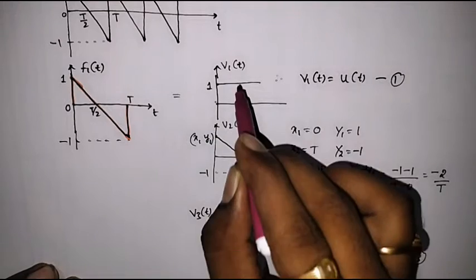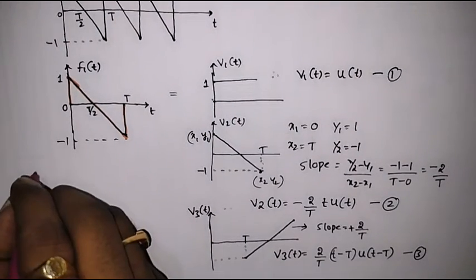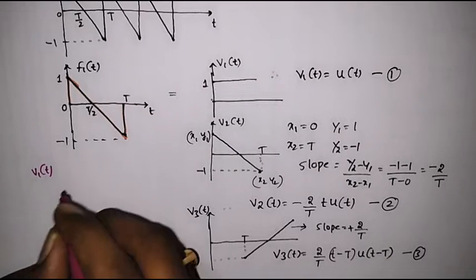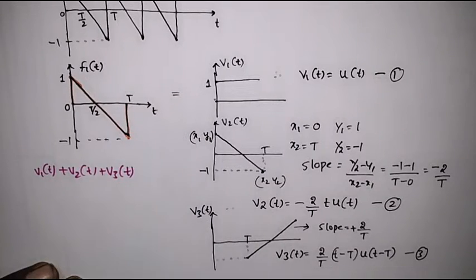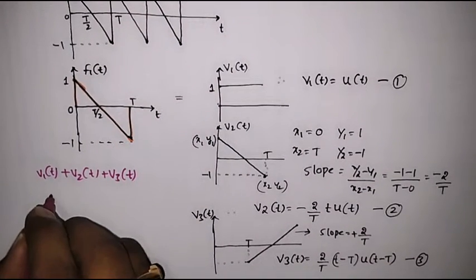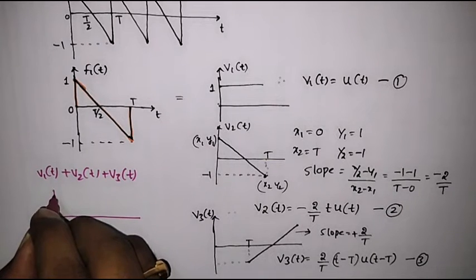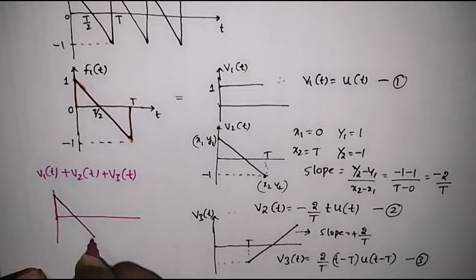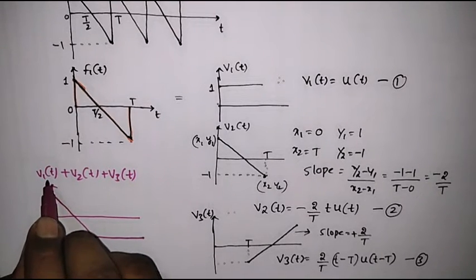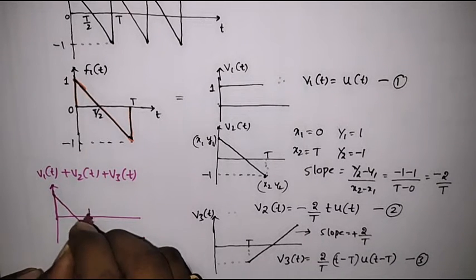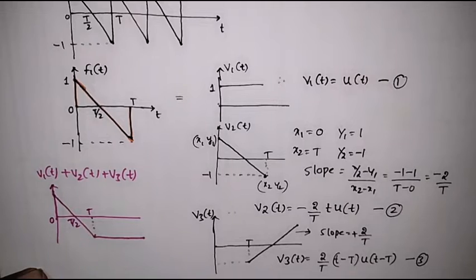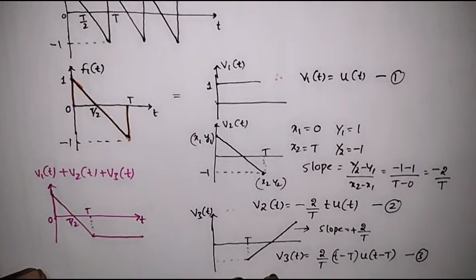So now if we add v1 of t, v2 of t and v3 of t, I can write here v1 of t plus v2 of t plus v3 of t, we will get the waveform like this. This is the sum of v1 of t plus v2 of t plus v3 of t. So this point will be T and this point will be T by 2. This is 0 and this is as usual T.